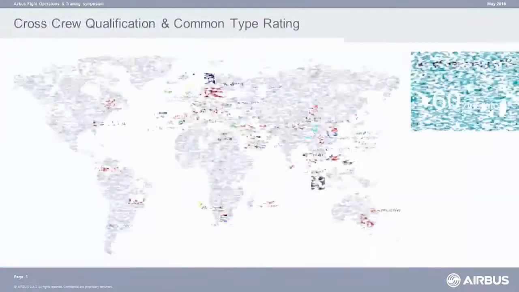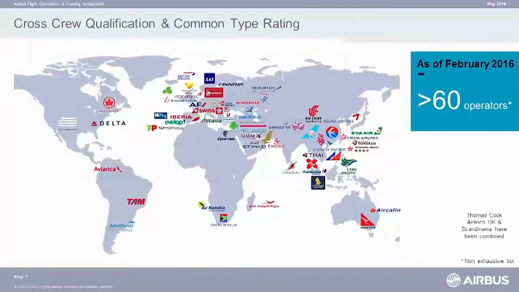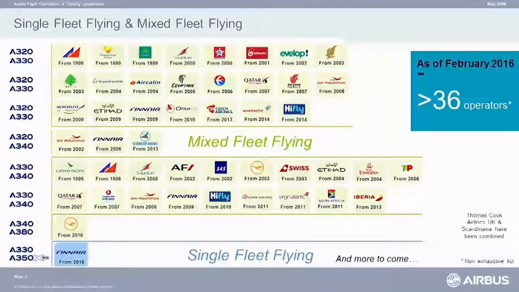And where we are today, cross-crew qualification and common type rating, we have more than 60 operators around the world going for cross-crew qualification and common type rating. That's a great success. And in terms of single fleet flying and mixed fleet flying, we have more than 36 operators around the world. And again, I have to say thank you to Finnair. You are the first one doing single fleet flying between A330 and A350. Thanks to all of you for those figures.